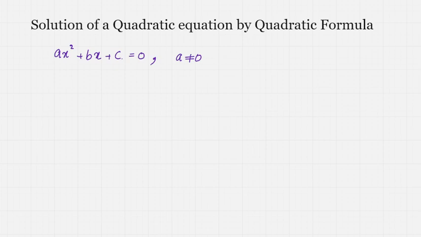Today, let's see how to find the solution of a quadratic equation by the quadratic formula. Suppose that ax square plus bx plus c is equal to 0 is the quadratic equation where a is not equal to 0. Then D is equal to b square minus 4ac, which is called the discriminant.